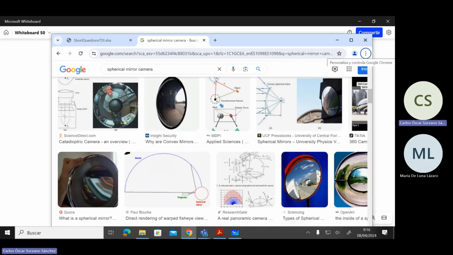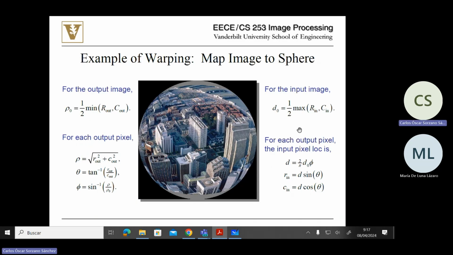How can we simulate that? Let's say that we have a square image, a standard image, and we want to simulate how this would be seen in this mirror. So you can define this transformation. For every point in the output, you need to know where it is coming from in the input.